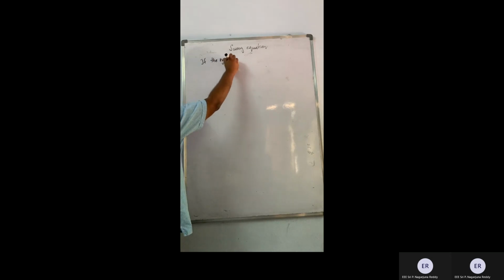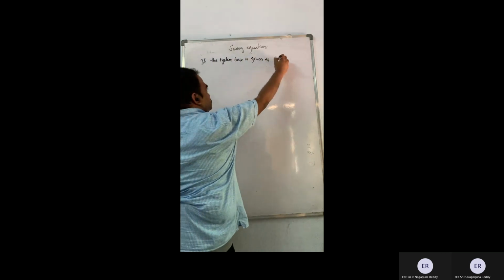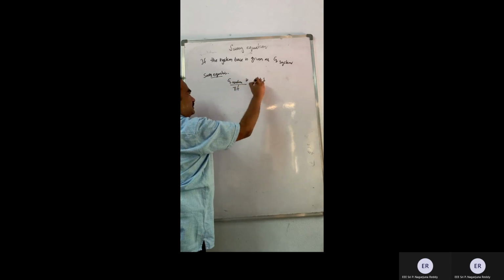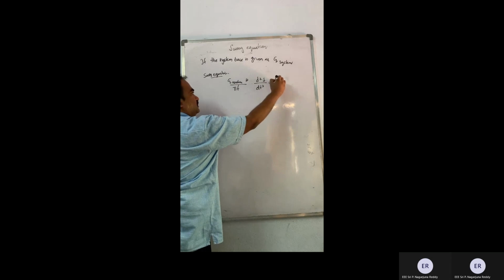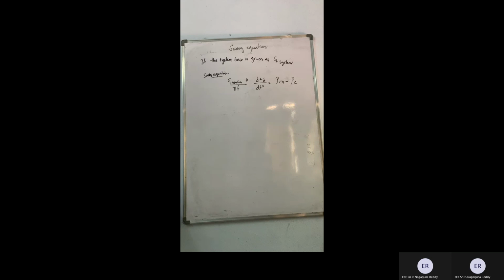Now, if the system base is given as G system, then what do you have actually? The swing equation is G machine into H by pi F into d square delta by dt square is equal to Pm minus Pe, right? This was for the machine.